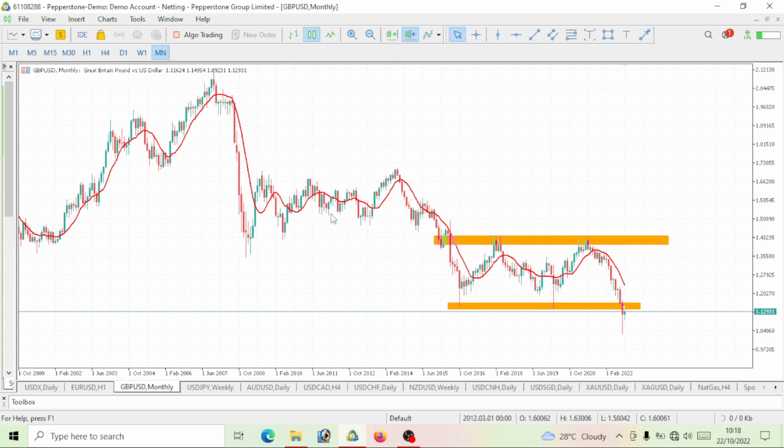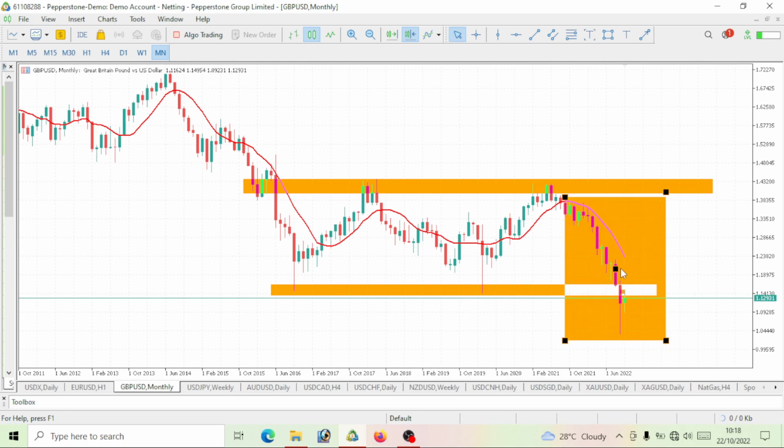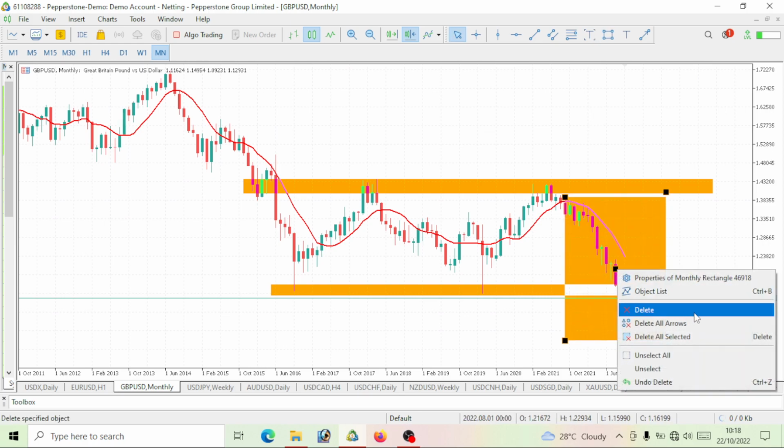Price is actually on a bearish move. Secondly, I've included this moving average. If you take a look at this recent movement on the moving average, you see that this price is below our 10 period moving average.